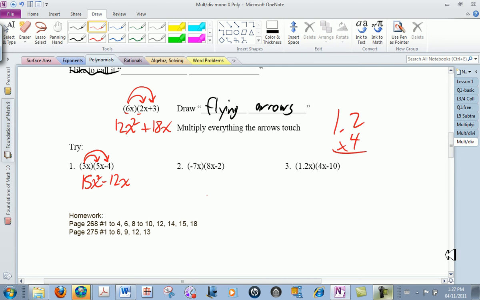Okay, so the first one's 15x squared minus 12x. Number 2, I will pick on Solange. 48x squared plus 14x. Really good on the plus 14x. You got the x squared part, but this is negative 56. Sorry. That's okay, you're really close.